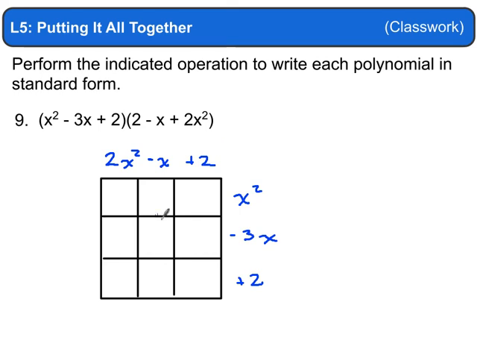And then you would solve it. After you solve it, I'll just give you the result. I won't do all the work this time. You would get 2x to the fourth minus 7x to the third plus 9x squared minus 8x and then plus 4.